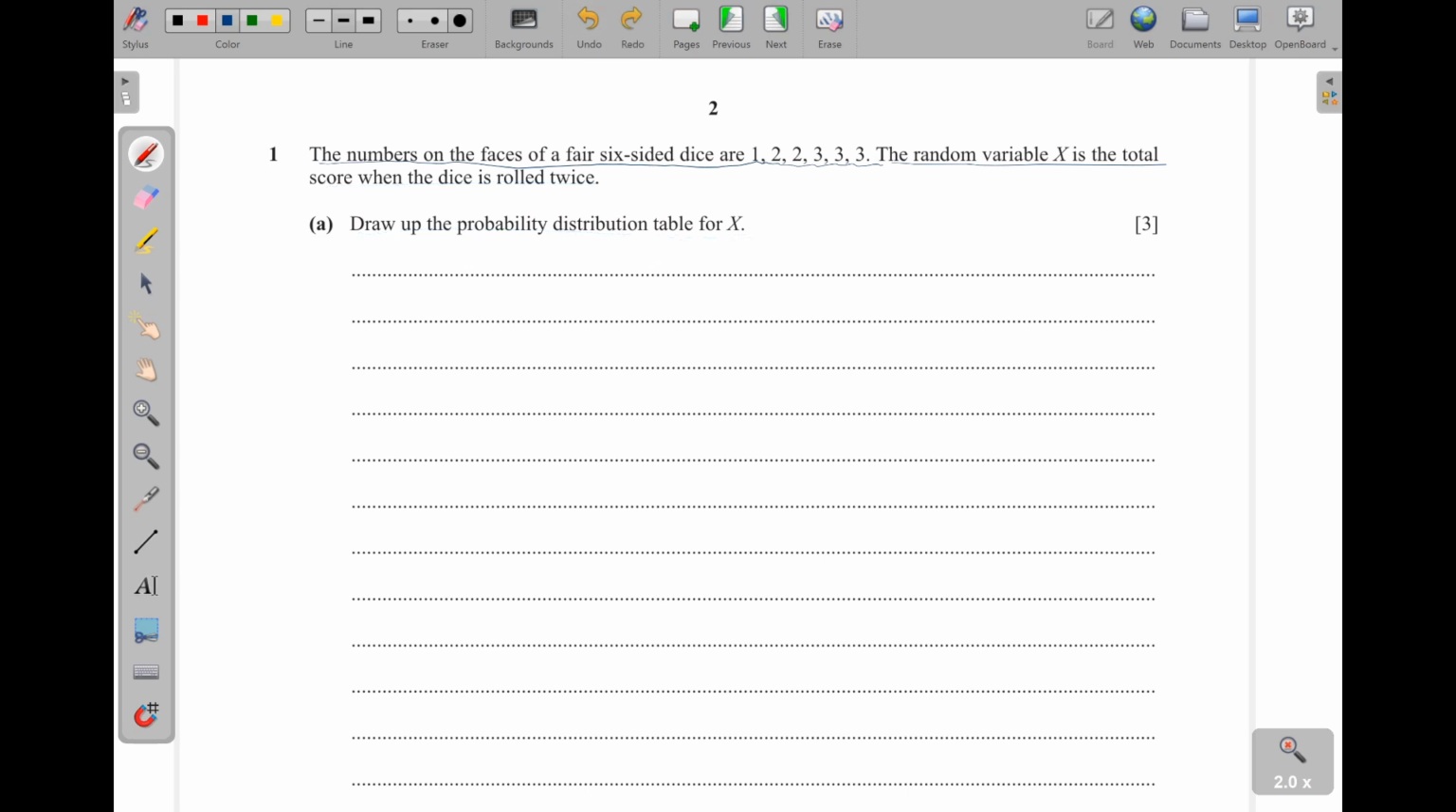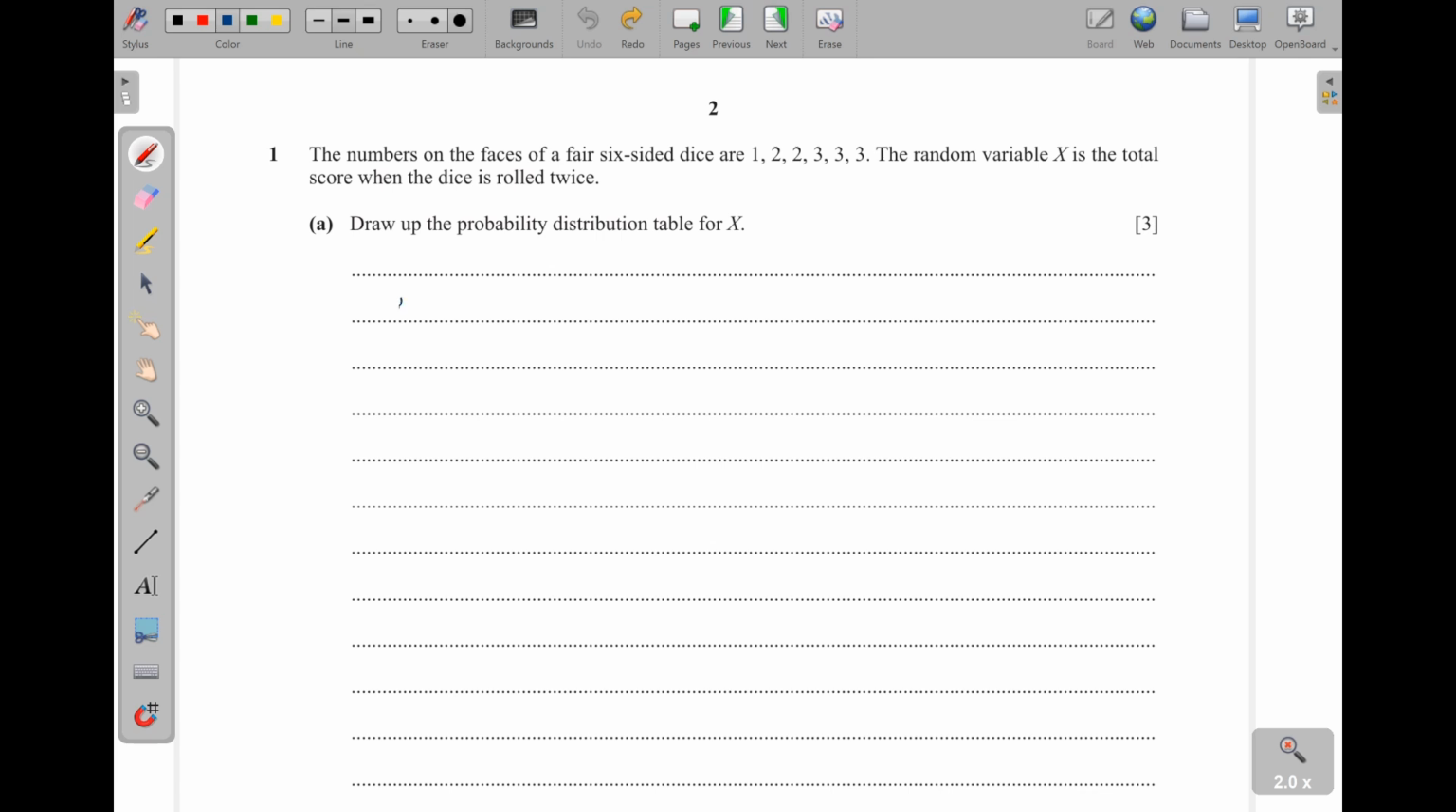Now, before we draw the probability distribution table for x, we need to first draw what we call the possibility diagram, and then we get these scores. Then from there we can know what we are supposed to put in the probability distribution table. So this one, the dice is rolled twice. It's the same as maybe rolling two dice at the same time.